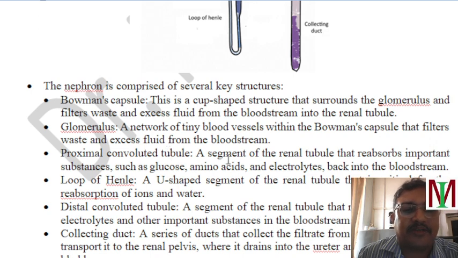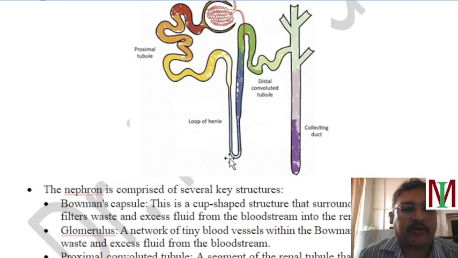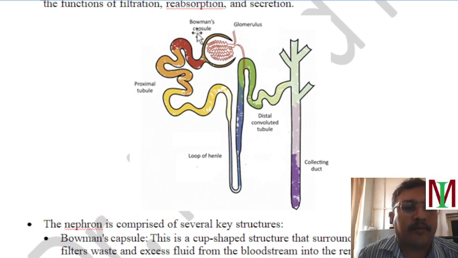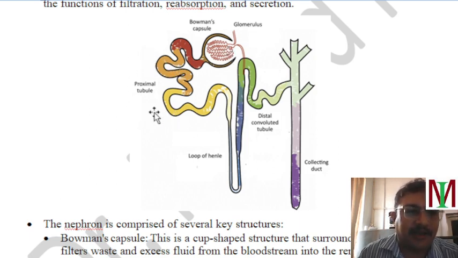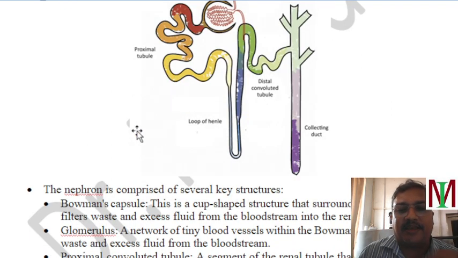The proximal convoluted tubule is a segment of the renal tubule that reabsorbs important substances such as glucose, amino acids, and electrolytes back into the bloodstream. So I can say that the glomerulus in the Bowman's capsule takes out everything other than blood. Then slowly the remaining part of the nephron starts picking whatever we need. The proximal convoluted tubule picks the amino acids and electrolytes and puts them back into the bloodstream. Somehow it will do it; the mechanism is not given here.